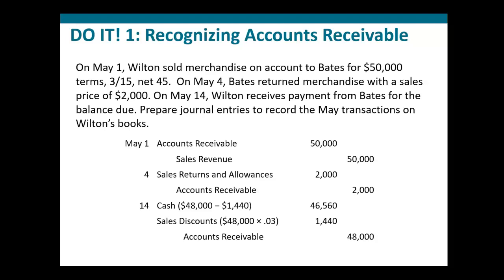Here you go. The first entry is accounts receivable, sales revenue. The second one is a return. Sales returns and allowances, accounts receivable. Remember, each of those would be two entries. You would have the cost of goods sold entry that goes with each one of those. And then finally, cash. You're going to credit accounts receivable for the whole $48,000 still owed. You're going to debit sales discounts for 3% of $48,000, or $1,440, and debit cash for $46,560.